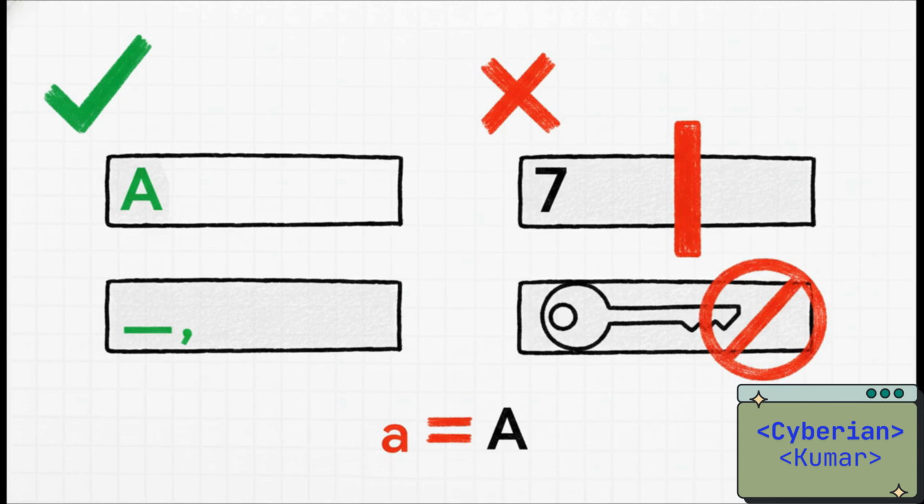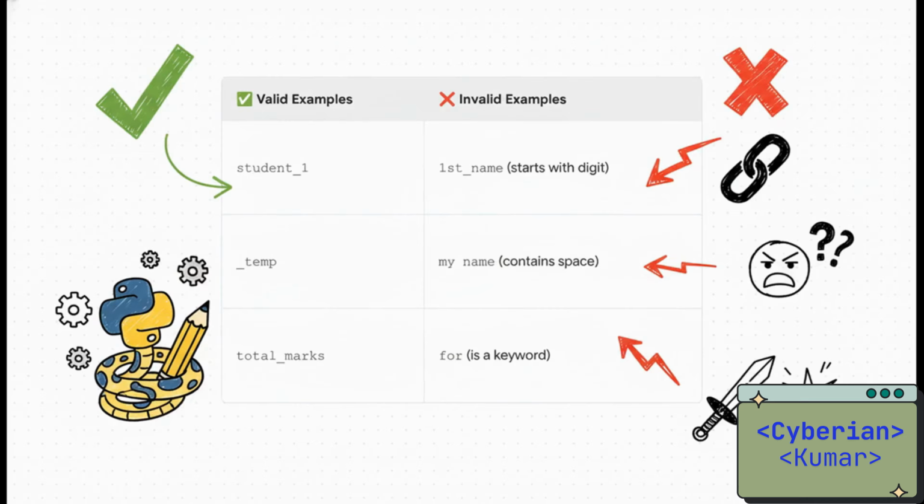First, your name has to start with a letter or an underscore. After that first character, you can use letters, numbers, or more underscores. And this is a big one. You can't use one of those special reserved keywords. Oh, and always remember, Python is case-sensitive, so age with the lowercase a is a totally different thing than age with a capital A.